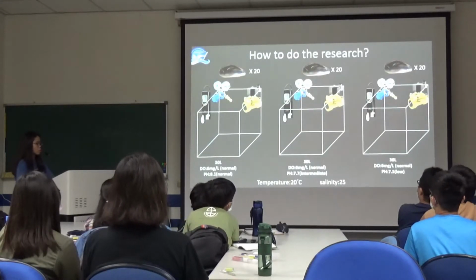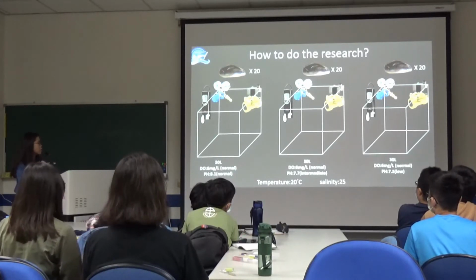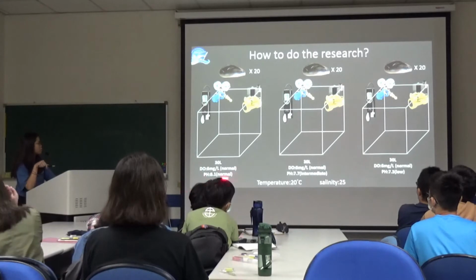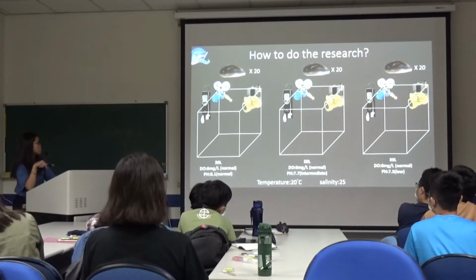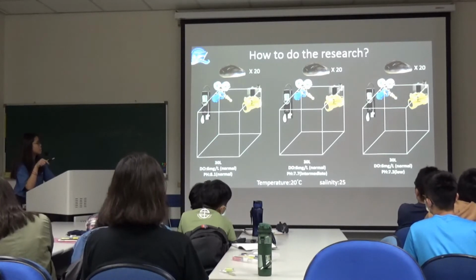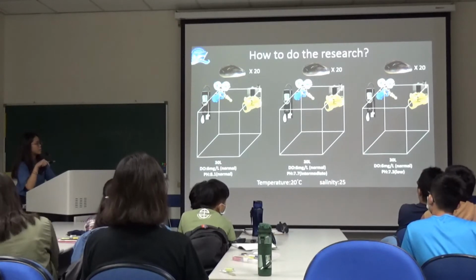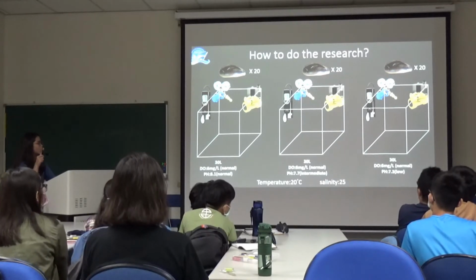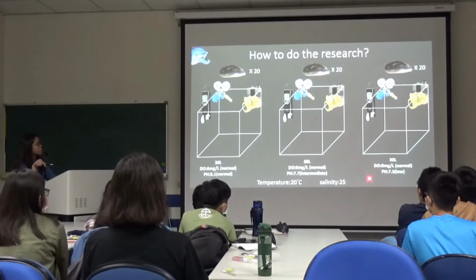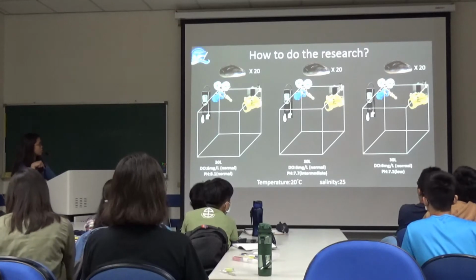And so how to do the research? First, we have 3 replicated tanks, and they're all 30 liters, and the dissolved oxygen is all 6 micrograms per liter, and this is the normal condition. And the first one, pH is 8.1, this is the normal condition, and the second one is 7.7. This is the intermediate condition, and the last one is pH 7.3. This is a low condition. And the second one and the last one are both ocean acidification conditions.